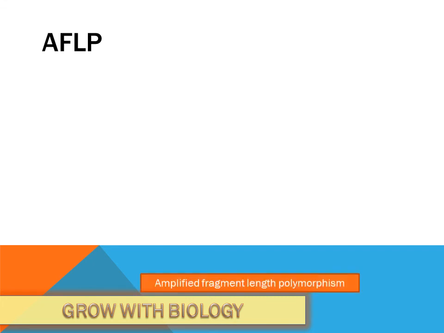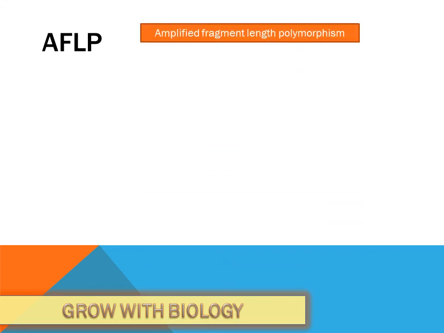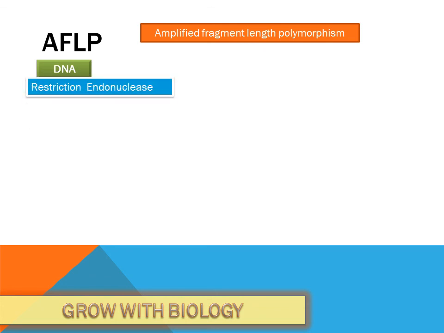Next is AFLP. The full form is Amplified Fragment Length Polymorphism. Now there is amplification as well as fragmentation. So it is a combination of RAPD and RFLP. This is AFLP, starting with DNA. First we treat it with restriction endonuclease as we have done with RFLP. So the restriction endonuclease will start cleaving.